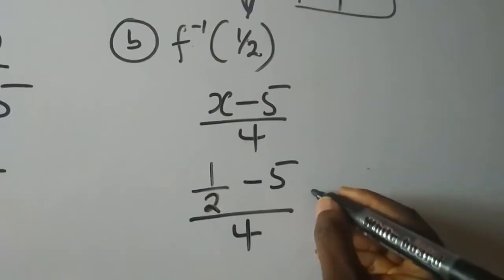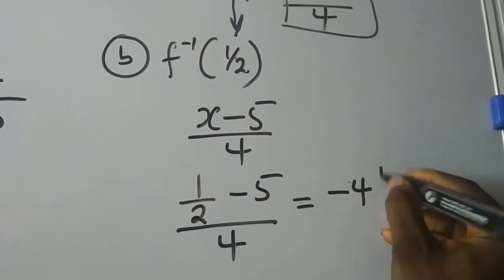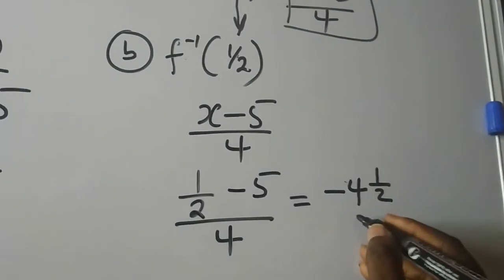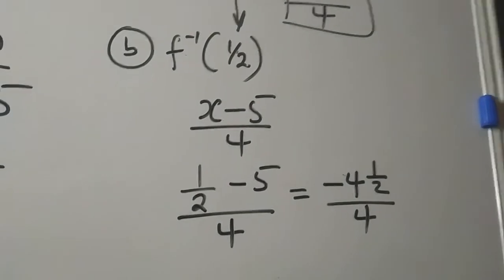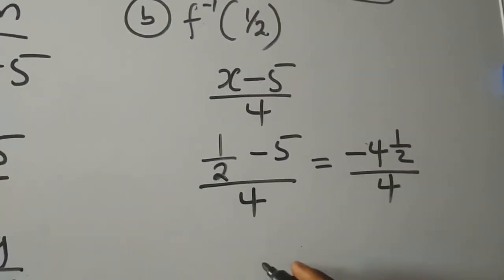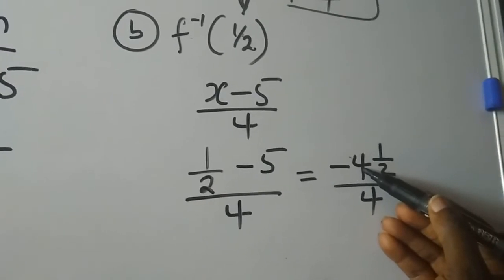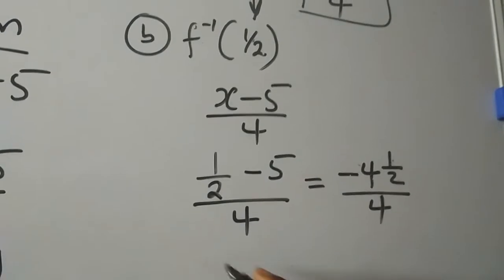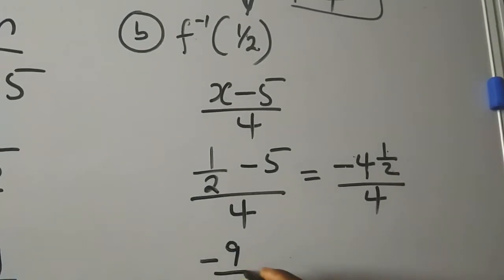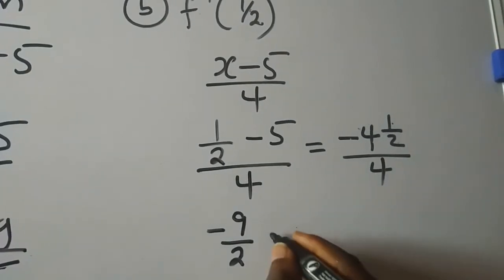So half minus 5 is equal to what? It's equal to minus 4 and a half over 4. Minus 4 and a half is the same thing as 2 times 4 is 8, 8 plus 1 is 9. That's minus 9 over 2. Minus 9 over 2, then divided by 4.